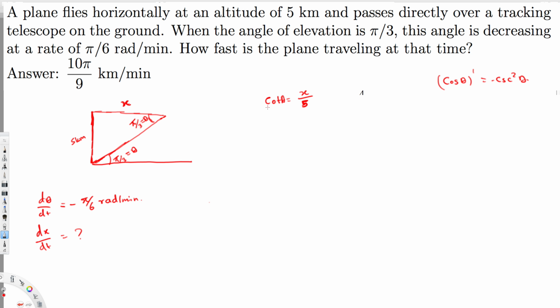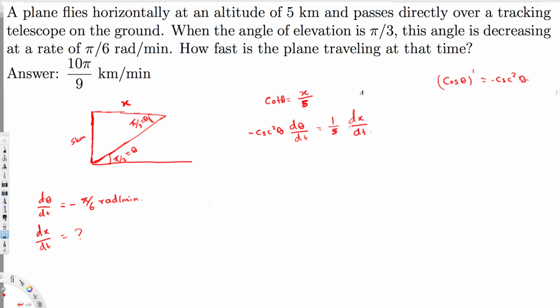If I plug that value in, it's going to be minus cosec square theta multiplied by dθ/dt. This is a chain rule since it's cot theta: I am taking the outer derivative first, minus cosec square theta, and the inside derivative is going to be dθ/dt. So dθ/dt multiplied by the derivative of this one, which is 1 over 5, multiplied by dx/dt.